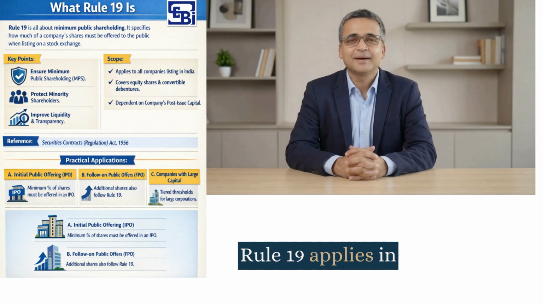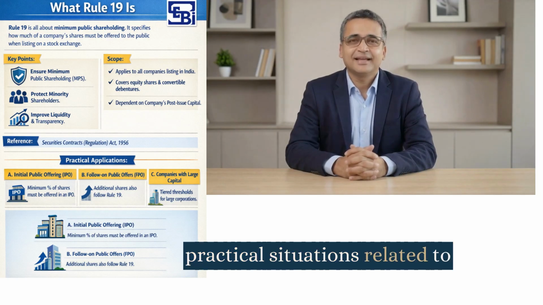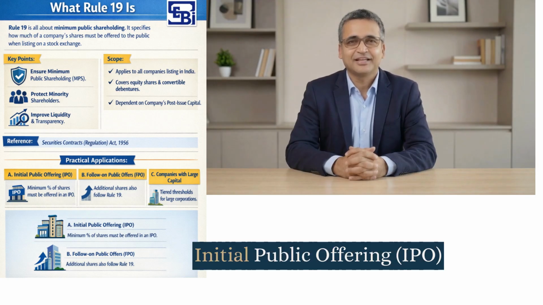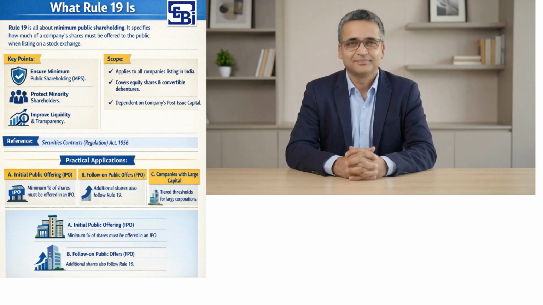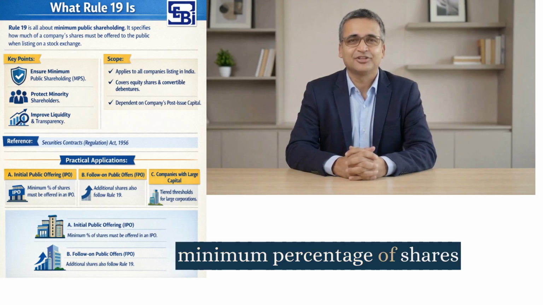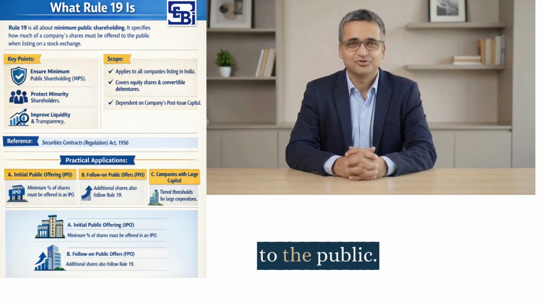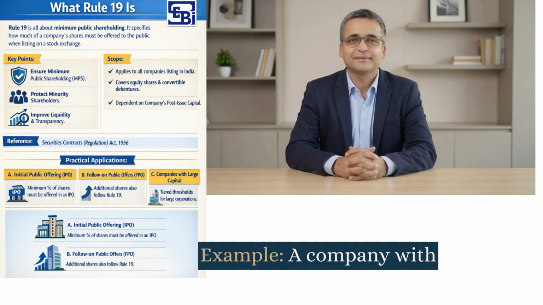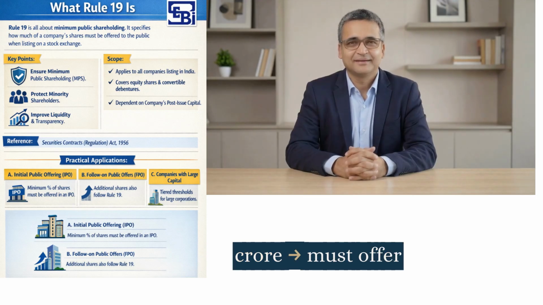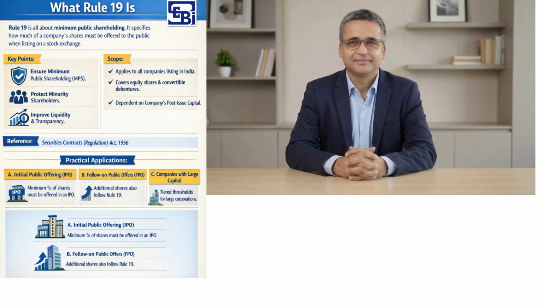Rule 19 applies in practical situations related to public issues and listings. A. Initial public offering (IPO). When a private company wants to go public, Rule 19 dictates the minimum percentage of shares that must be offered to the public. Example: a company with post-issue capital less than or equal to 1,600 crore rupees must offer at least 25% of shares to the public.